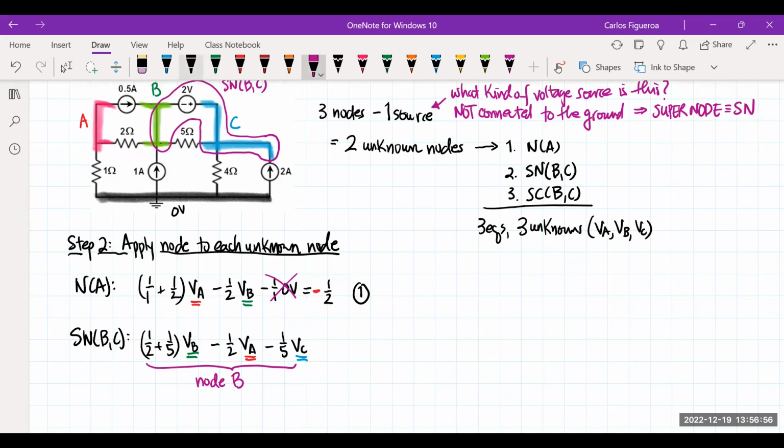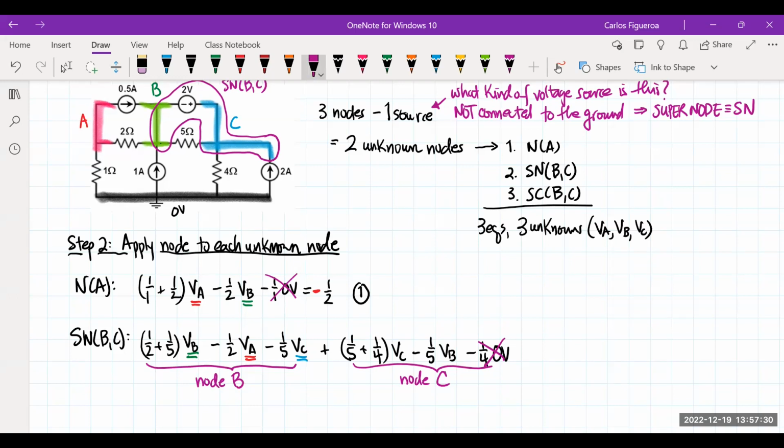Now let's go to the second node, which is node C, and you can see that there are 2 resistors. So I'm going to get 1/5 plus 1/4 of VC, minus 1/5 VB, which is connected to B. And then I have 1 with the ground, that looks like this. This one right here is the one connected to node C, but of course that's 0.